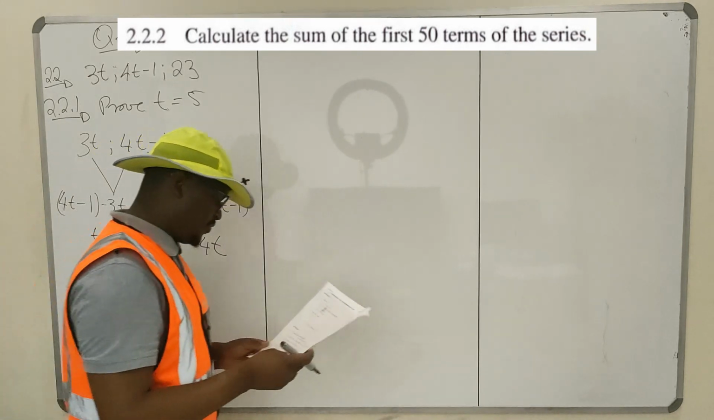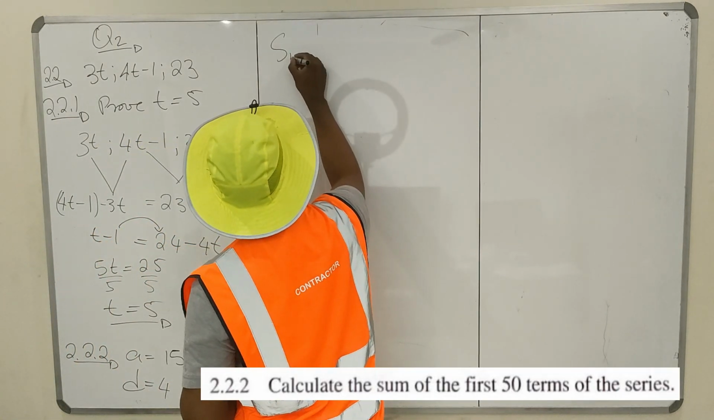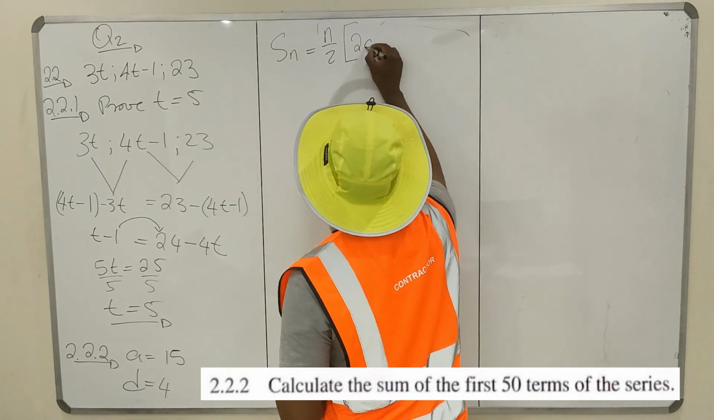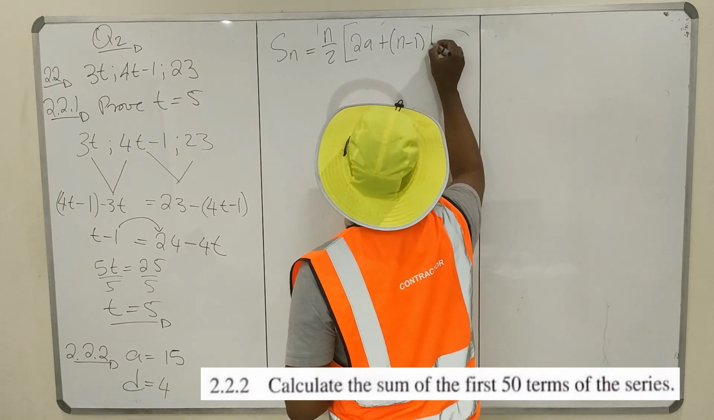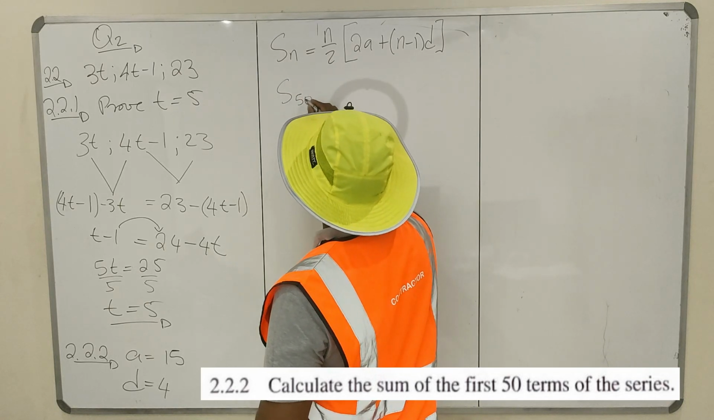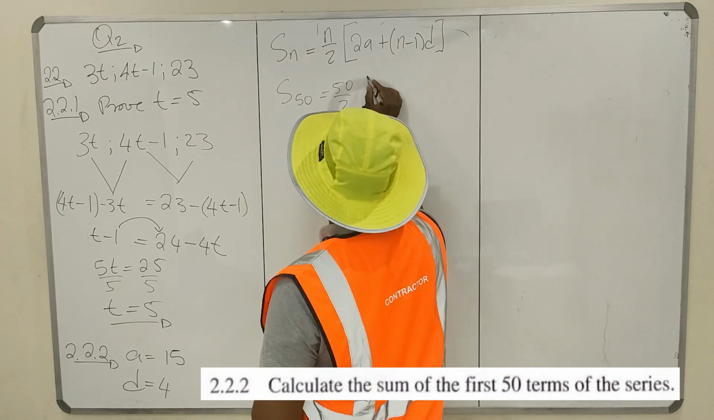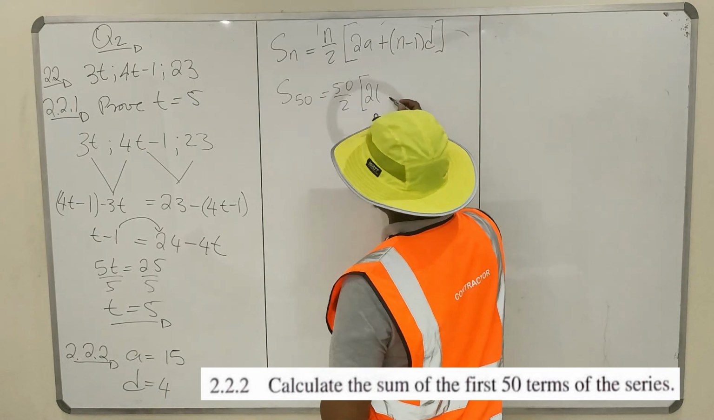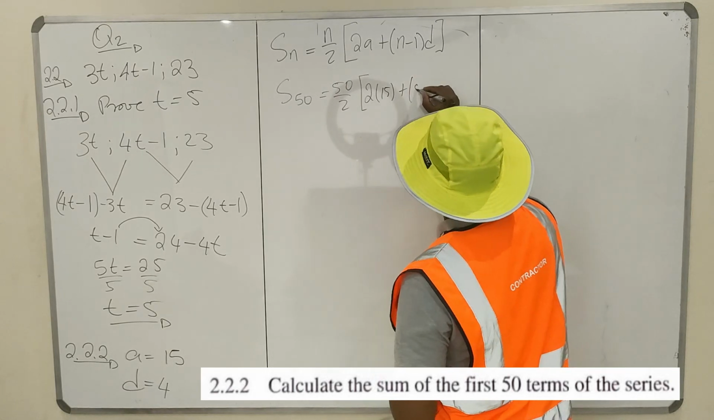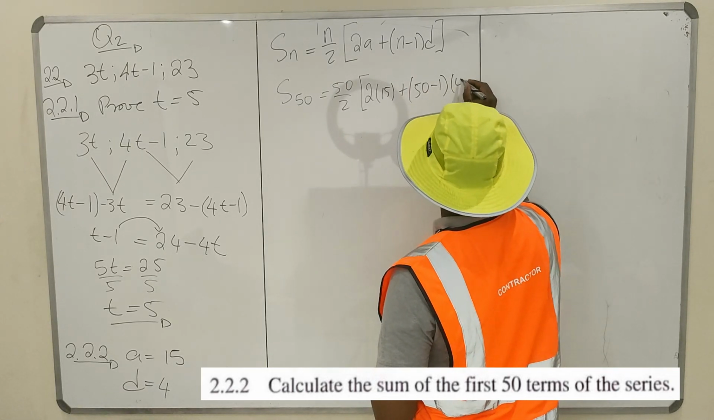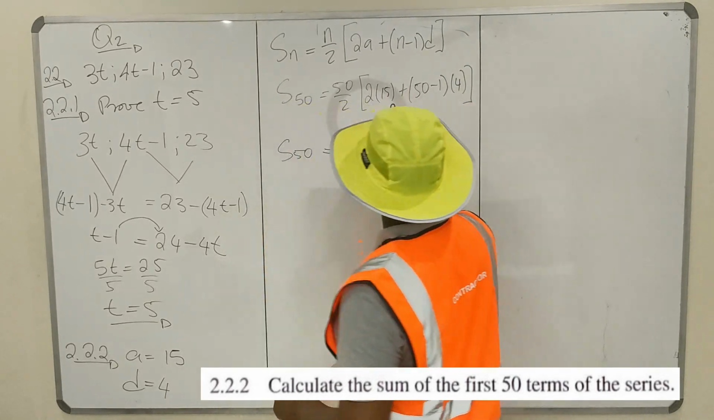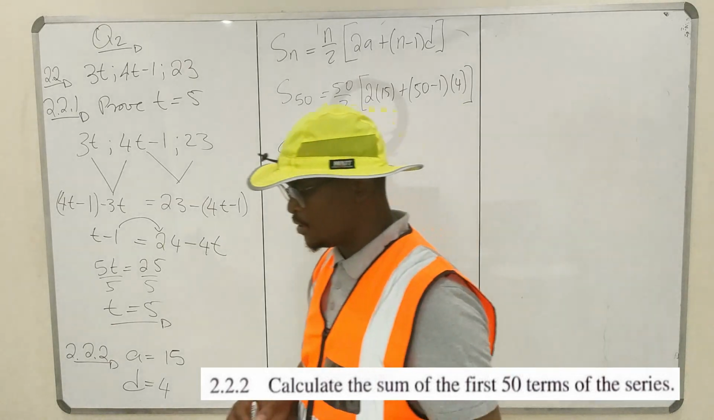So if you want the sum of 50 terms, you know the sum Sn in an arithmetic sequence is equal to n over 2 times (2a plus (n minus 1) times d). So you want the sum of 50 terms. The sum of 50 terms is equal to 50 over 2 times (2a, what is a? a is equal to 15, plus n, which is 50, minus 1 times d, which is 4). So the value of the sum of 50 terms would be the value of this, whatever this thing is.